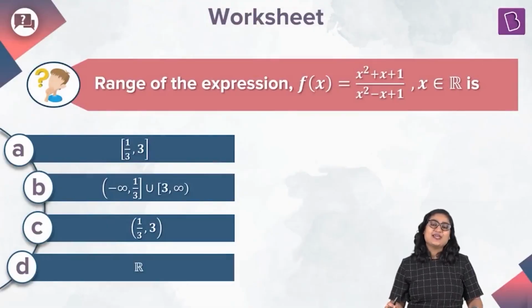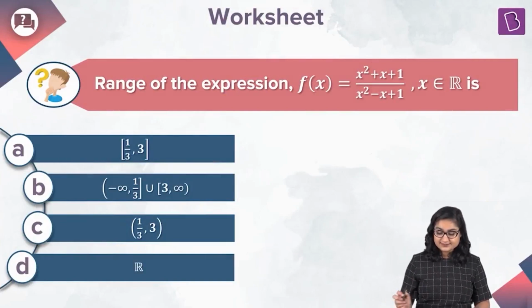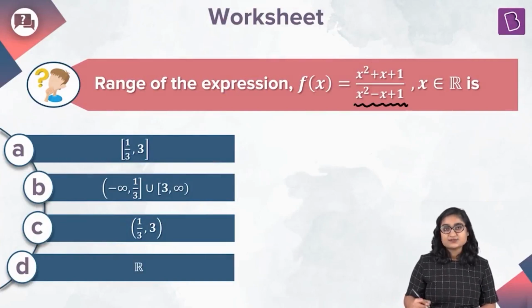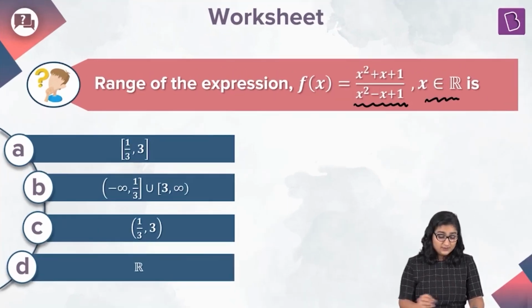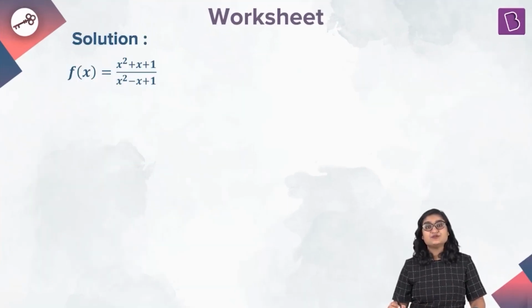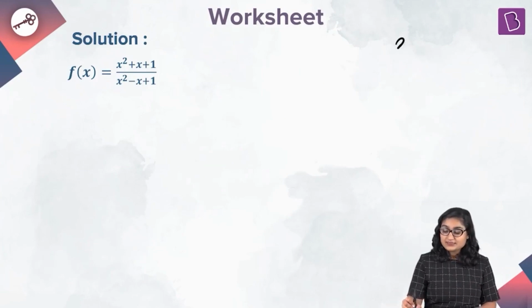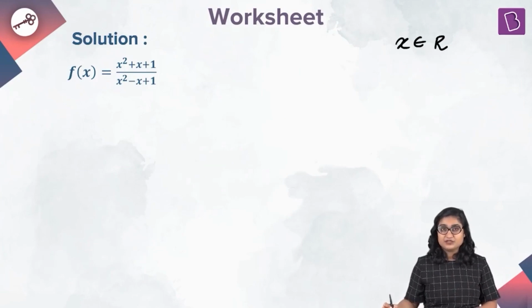So in this question, we have to calculate the range of the expression f of x, which is defined as (x square plus x plus 1) divided by (x square minus x plus 1). It's also given that x belongs to the set of real numbers. So this is the expression for f of x given to us in the question.